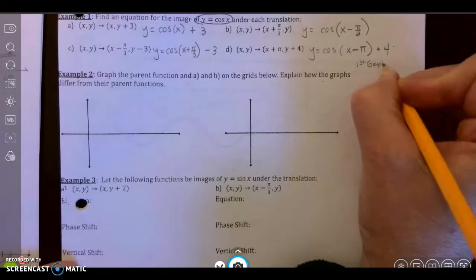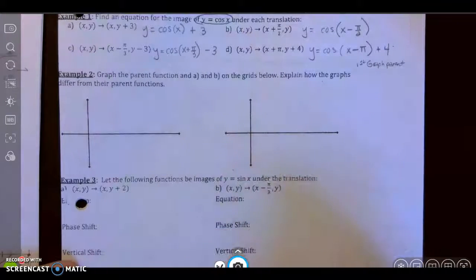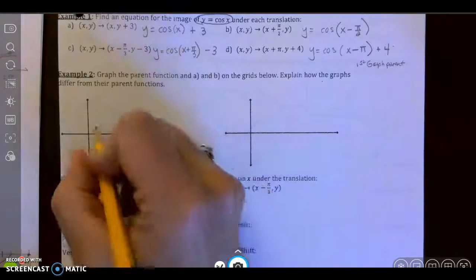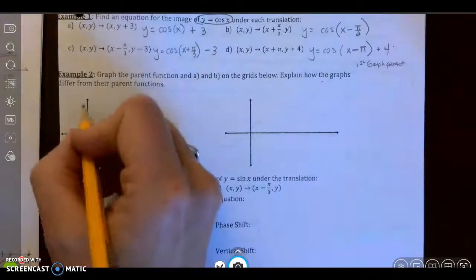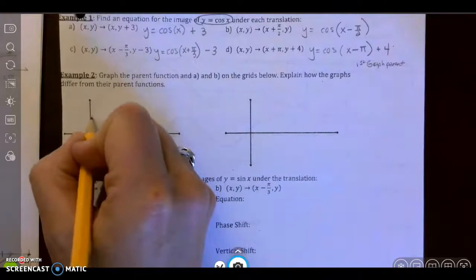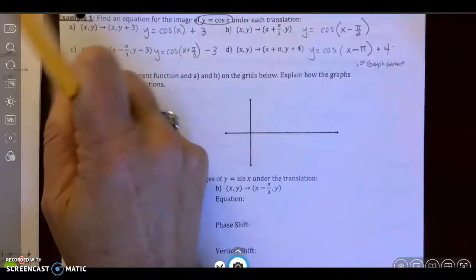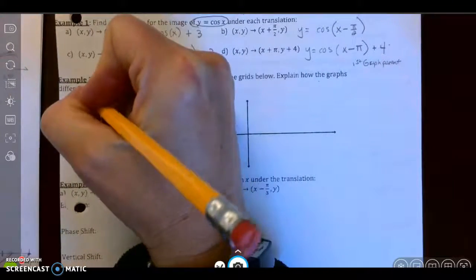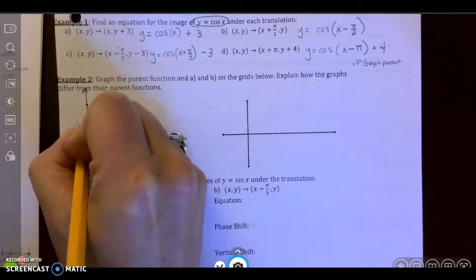Graph the parent function, that's the original. And so cosine of x. I'm going to stretch this out a little bit.